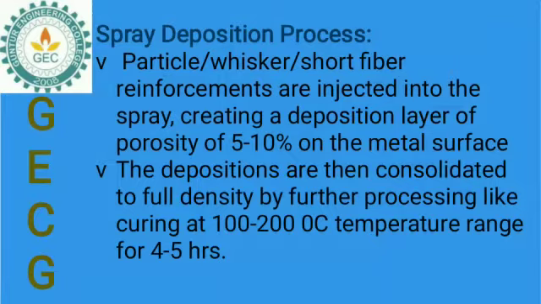In this process, particle, whisker, and short fiber reinforcements are injected into the spray, creating a deposition layer with a porosity of 5 to 10 percent on the metal surface. The depositions are then consolidated to full density by further processing, like cooling in the range of 100 to 200 degrees centigrade for 4 to 5 hours.